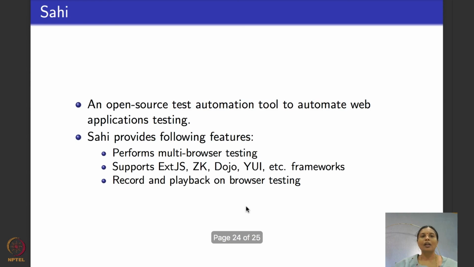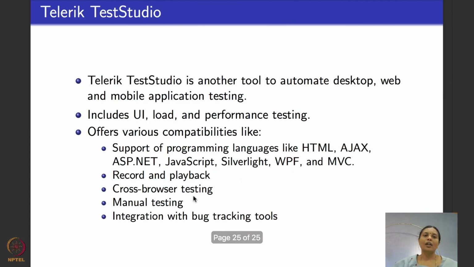The next popular tool in our list is Sahi. The nice thing about it is that it's an open source tool, again for test automation. It automates web application testing. You can use it with several different browsers. It supports all the frameworks that are listed here, and it also does record and playback like most other automation tools do.